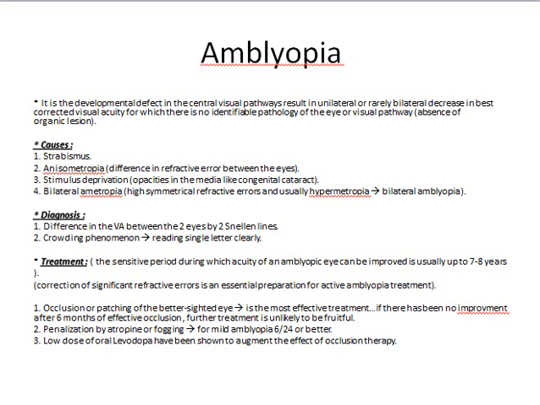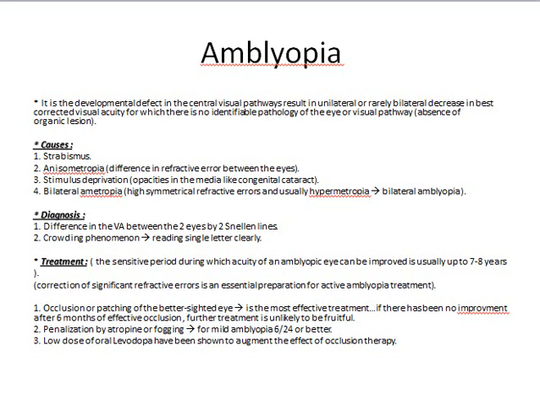Treatment of amblyopia. To note here, the sensitive period during which the visual acuity of an amblyopic eye can be improved is usually up to 7 or 8 years. Correction of significant refractive error is an essential preparation for active amblyopia treatment. The treatment of amblyopia by occlusion or patching of the better sighted eye is the most effective treatment. And if there has been no improvement after 6 months of effective occlusion therapy, further treatment is unlikely to be fruitful.